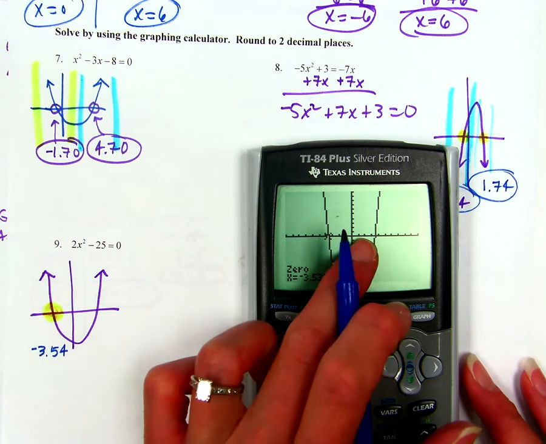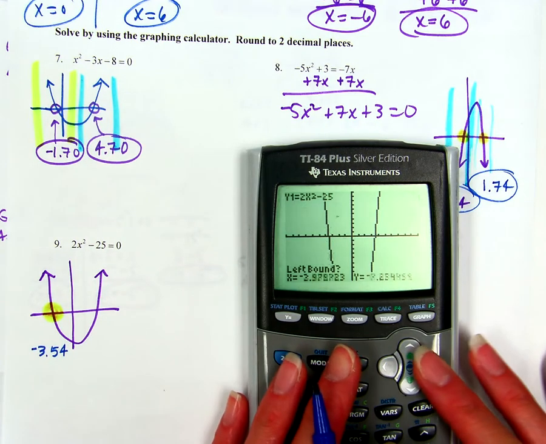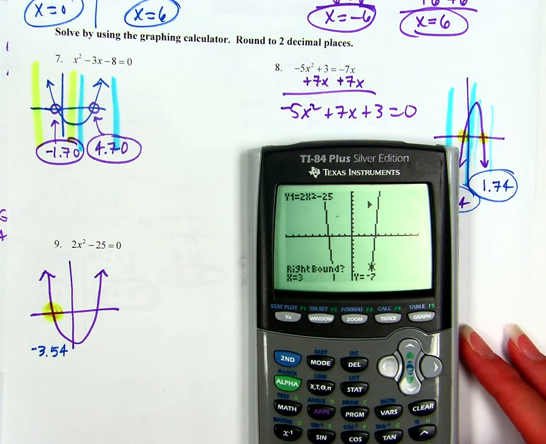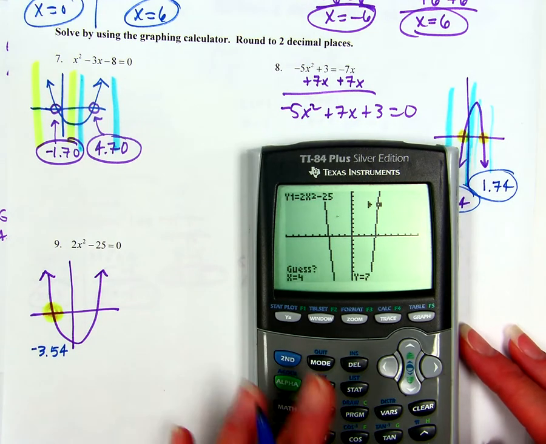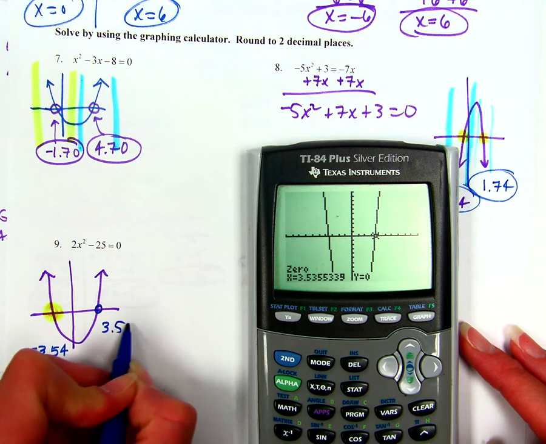This one, I can count 1, 2, 3, is between positive 3 and positive 4. So instead of doing that, I'm just going to type in 3 and 4 and get my number, and it's 3.54.